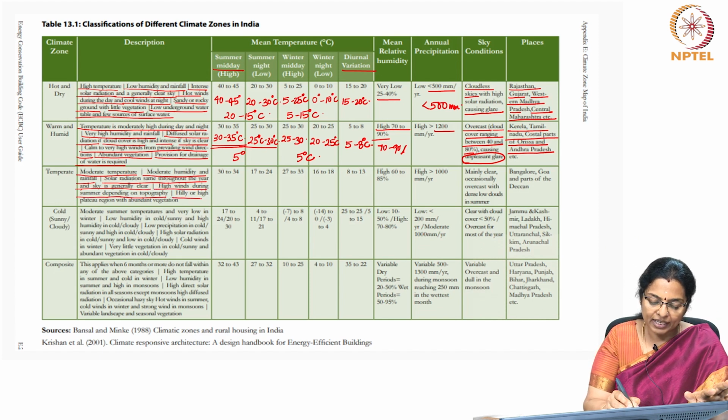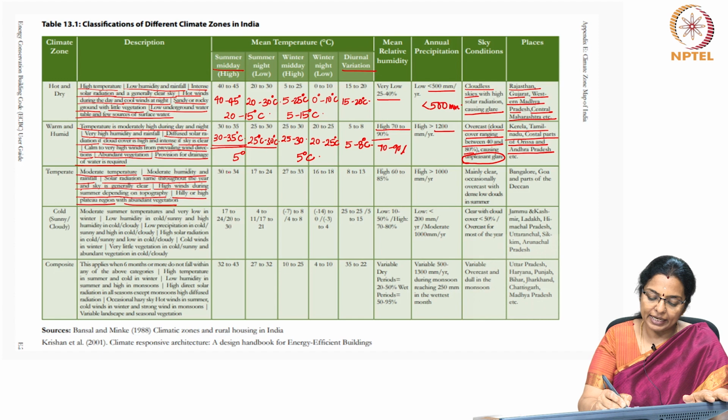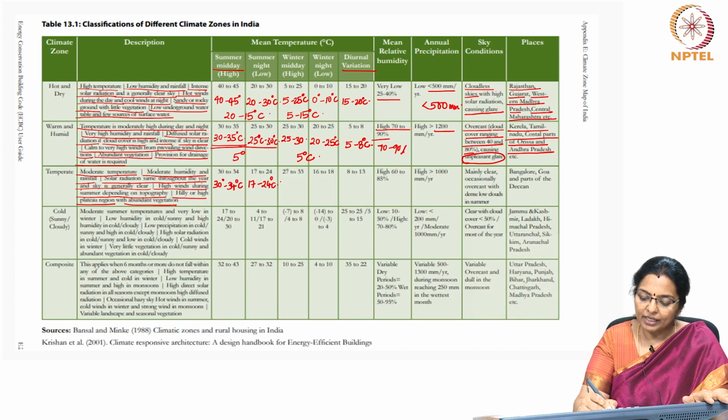The terrain could be hilly or high plateau region with abundant vegetation. Summer midday temperature ranges between 30 degrees to 34 degrees and summer nights is between 17 to 24 degrees Celsius. Winter midday ranges between 27 to 33 degrees Celsius and winter nights is between 16 to 18 degrees Celsius. Diurnal variations are moderate between 18 to 13 degrees Celsius.